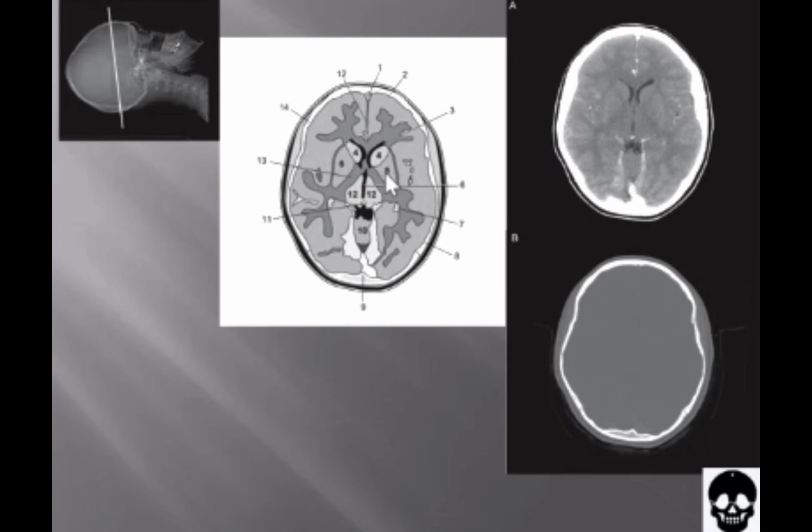Number 6 is the third ventricle. Number 7 is the choroid plexus. Number 8 is the parietal bone. Number 9 is the internal occipital protuberance. Number 10 is the cerebellar vermis. Number 11 is the pineal body. Number 12 is thalamus. Number 13 is the internal capsule. And number 14 is the temporal bone.